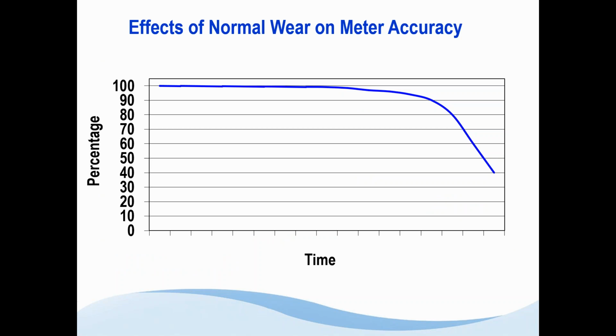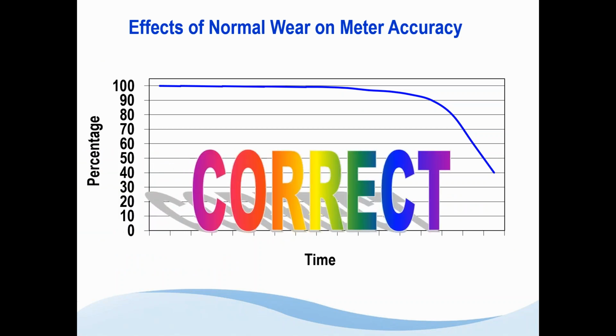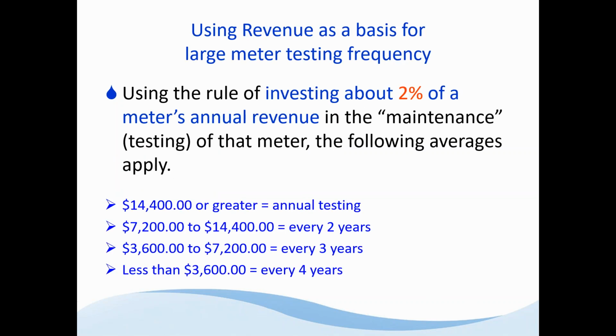The effect of normal wear on meter accuracy is gradual. It will gradually slow down over time. It just doesn't quit all at once unless something jams in it. But if a meter wears over time, it just slows down. In Table 5.2 of M6, it lists testing frequency for every state, regulations, and testing by meter size. Just so you know, 16 states have no regulations. All that stuff doesn't really meet sound business practice.